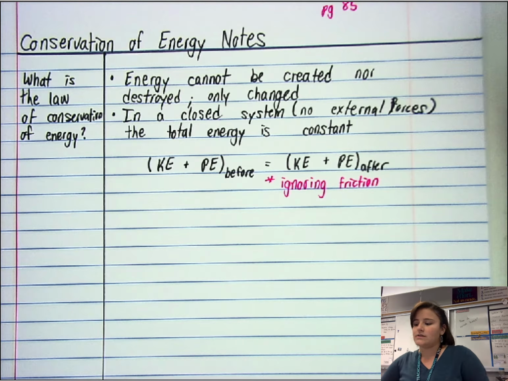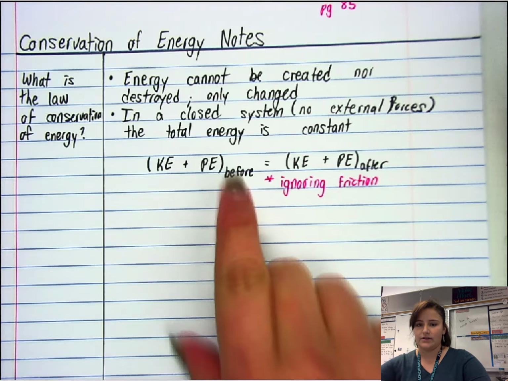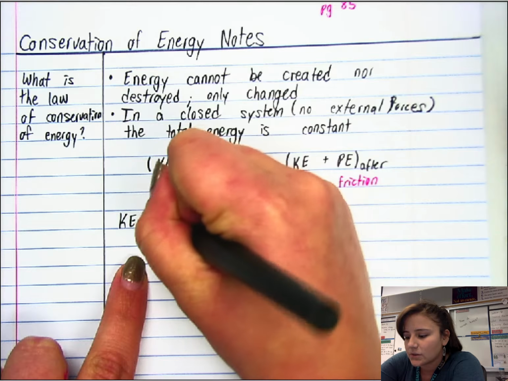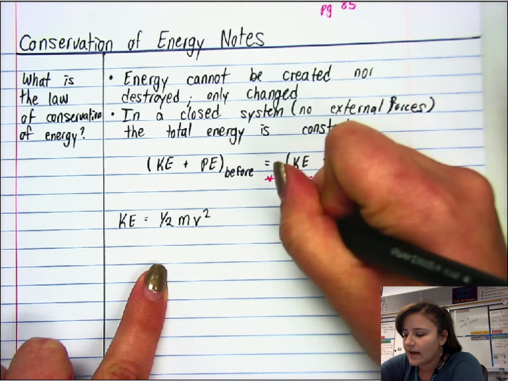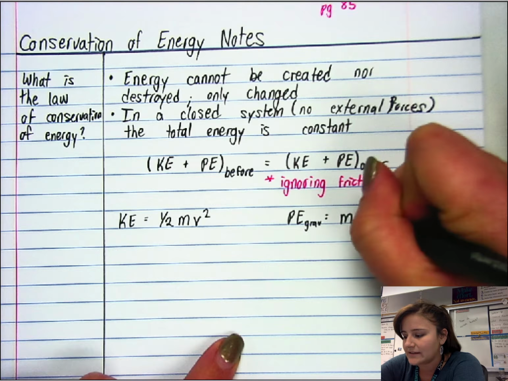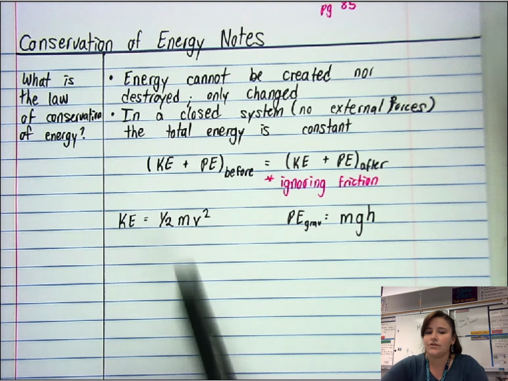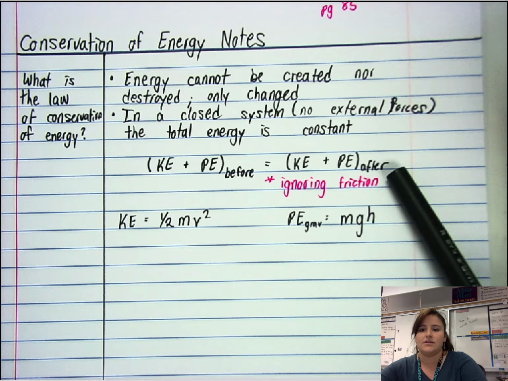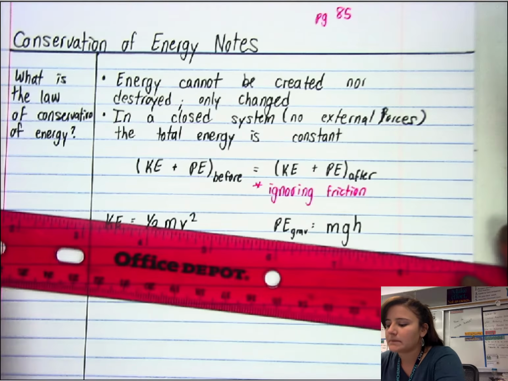So before we get into some example problems, I want to remind you of these equations. Kinetic energy is going to be equal to 1/2 the mass of the object times its velocity squared, and then potential energy of gravity is going to be equal to the mass times the gravity times the height of an object. Okay, so those are our two main equations that we're going to be using along with this concept, this law of conservation of energy. So let's look at some examples.